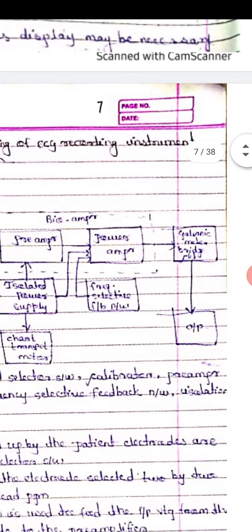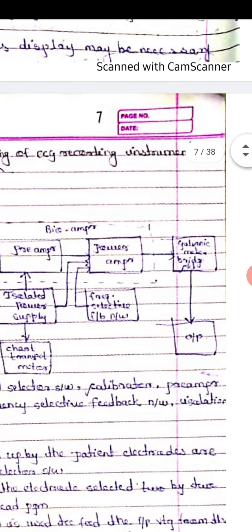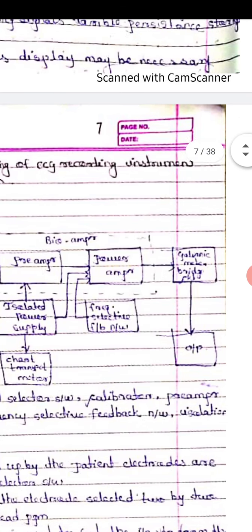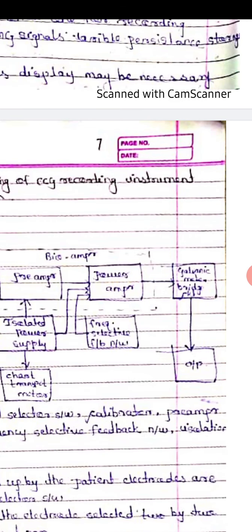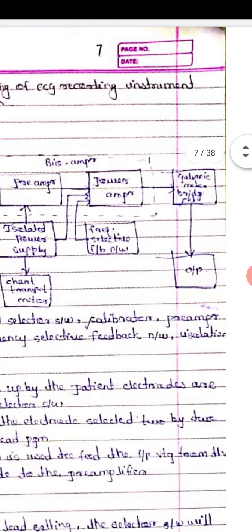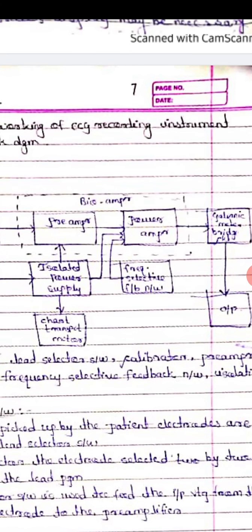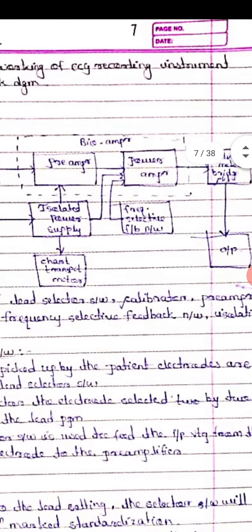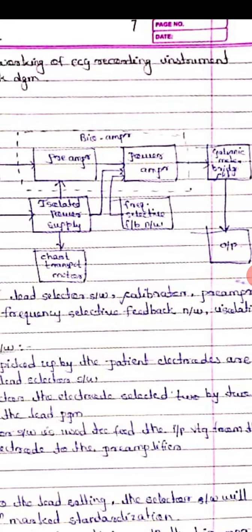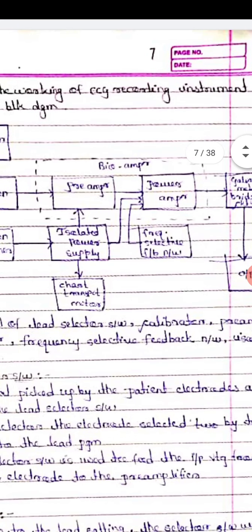The frequency selective feedback network is used here. From the pen arm, the input is given as feedback to the power amplifier via the frequency selective feedback network. So the movement of the pen arm is adjusted using the power amplifier. The chart transport motor is used to adjust the speed of the paper.